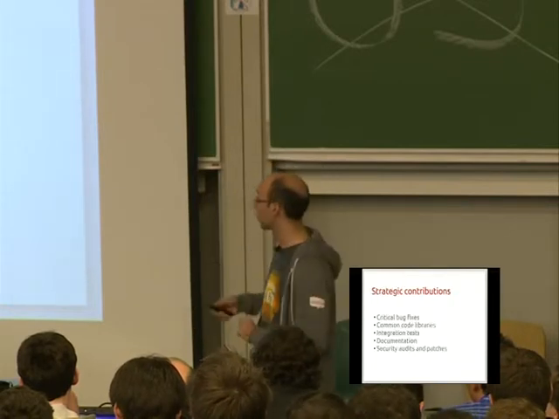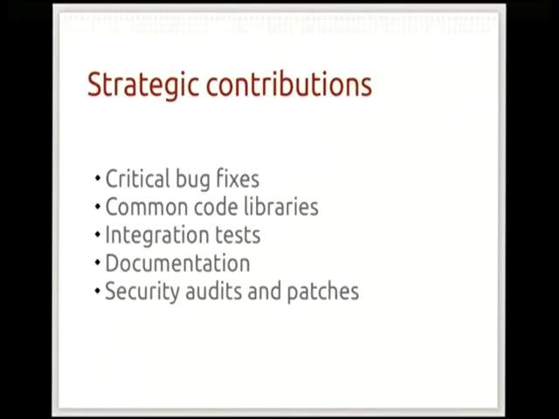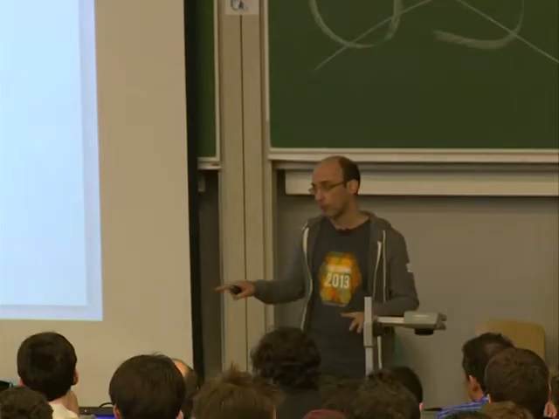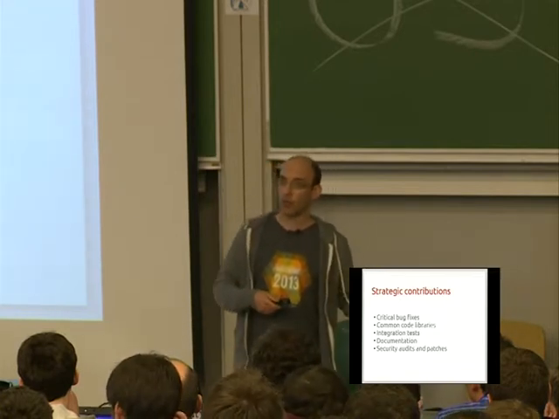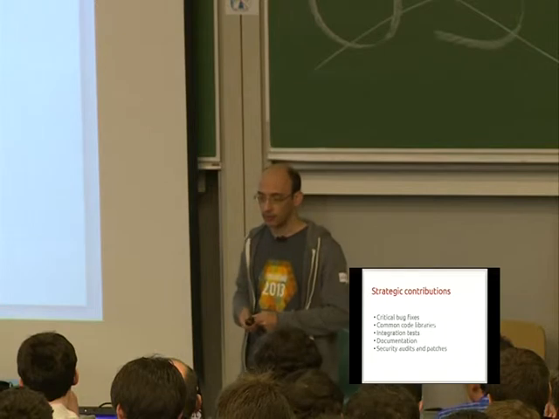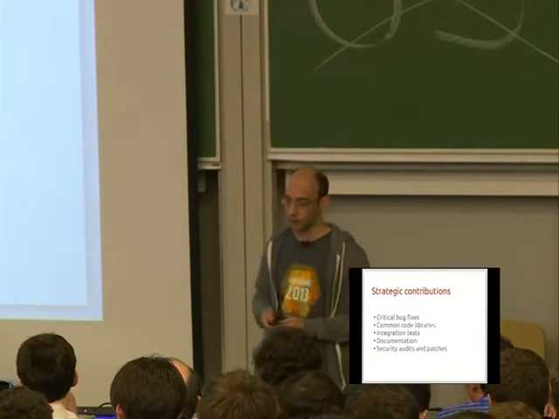Whereas strategic contributions are critical bug fixes. We sometimes have critical bug fixes, especially some of them blocking our continuous integration automation. And then we actually need some people to be willing to tackle those hard issues and fix them. That's what I would call strategic contribution.